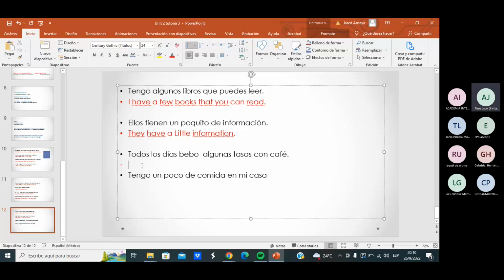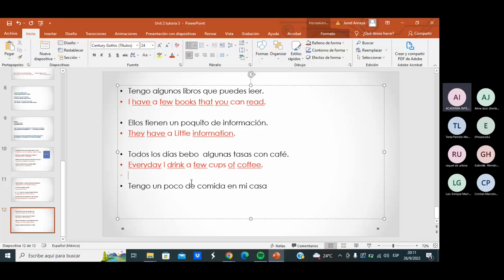Every day I drink a few cup of coffee. Every day I drink a few, right? A few cup of coffee. Yeah, cups of coffee. Yeah, that's correct. Very good. Why a few? Because cups is countable, right? That's correct. And the last one. This is the last one.